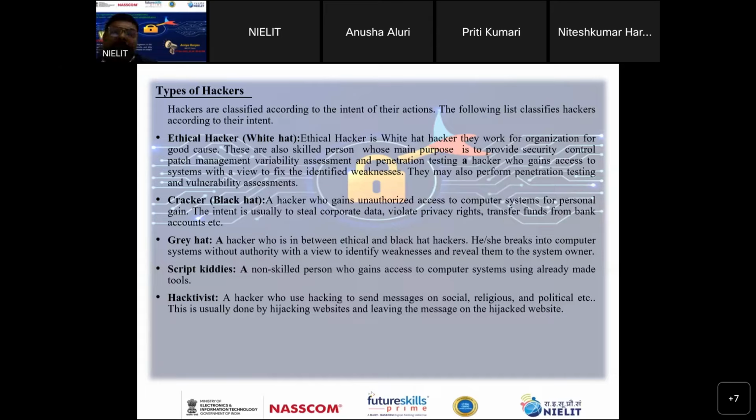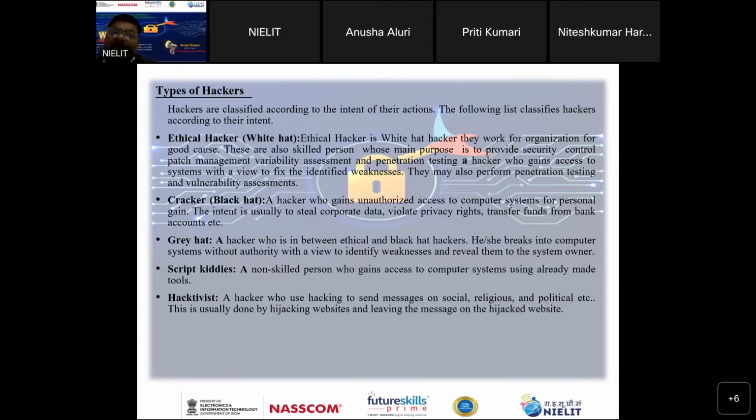Next one is the cracker or black hat hacker. Black hat hackers gain unauthorized access to computer systems for personal gain, usually to steal corporate data, violate privacy rights, and transfer funds from bank accounts. Next one is gray hat hackers. A gray hat hacker is in between an ethical hacker and a black hat hacker. Their main work is to break into computer systems without authority with a view to identify weaknesses and reveal them to the system owner. Another one is script kiddies. These are non-skilled persons who gain access to computers with the help of already available tools in the market or on the internet.